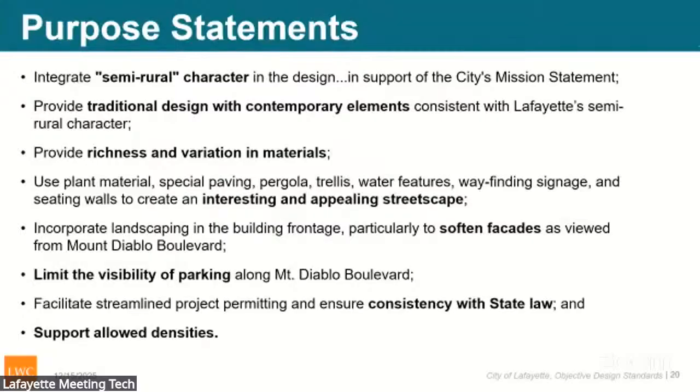Okay, so the draft is intended to be inserted as a new chapter in your zoning code, chapter 639. And we anticipate it would be called Objective Design Standards for Multifamily Mixed-Use Development. It starts with purpose statements. Again, pulled from the existing source material that we talked about and reviewed with the working group.